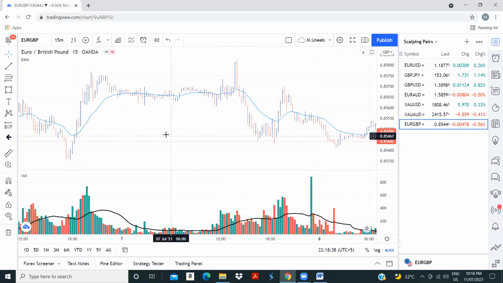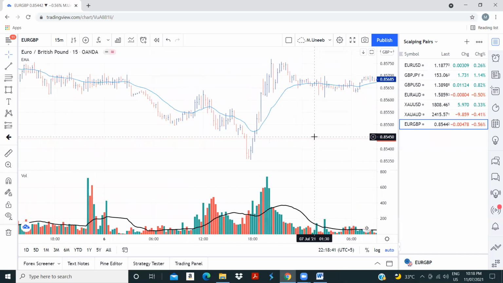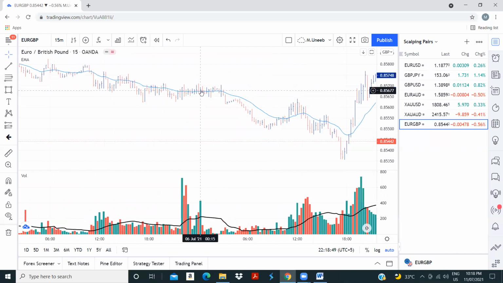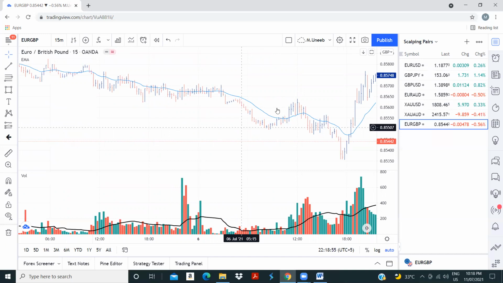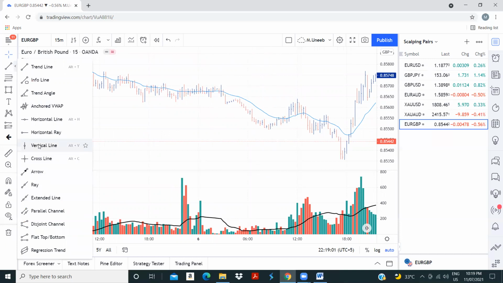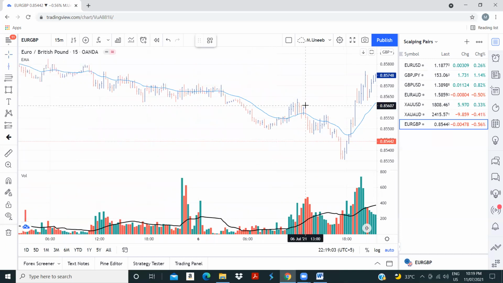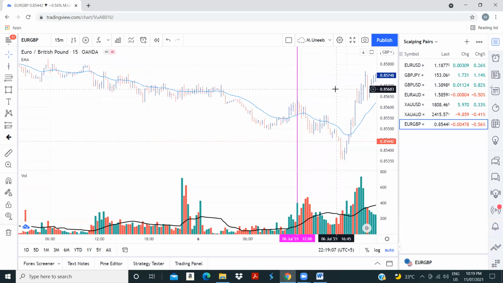Okay, all right. Now let's go for the previous one, London Open, which was here. Even if you are right over here, and you don't have this data, you can still mark the London Open like this with a vertical line. Okay, this is London Open. Do you understand?